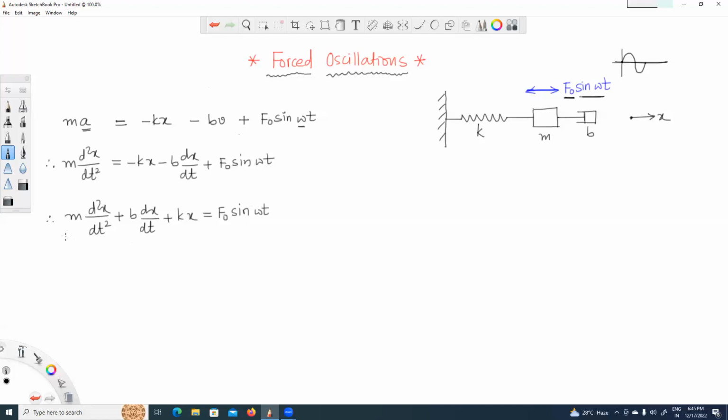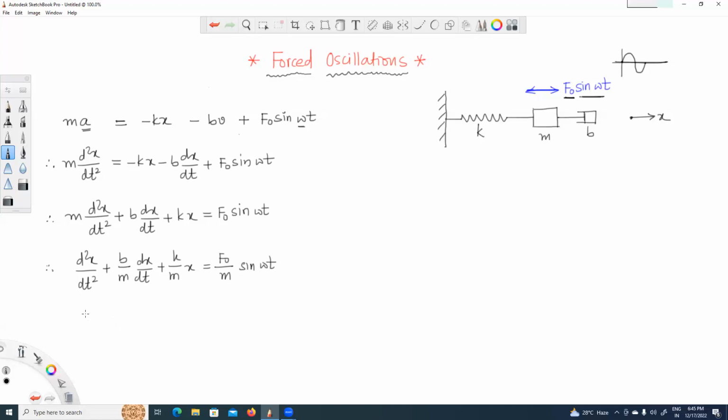This is similar to the damped oscillations. In damped oscillations, we didn't have this external force, which is periodic in nature. In fact, we just saw the effect of damping on the natural frequency with which the system usually oscillates. Again, for simplicity, we divide this differential equation by the mass. So we get d2x over dt square plus b over m times dx by dt plus k over m times x is equal to F naught over m times sine omega t.